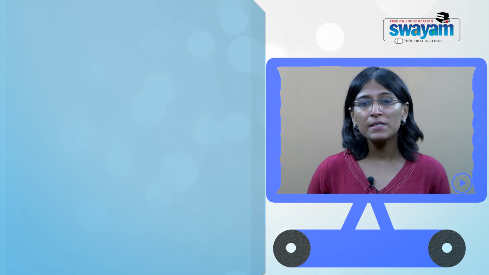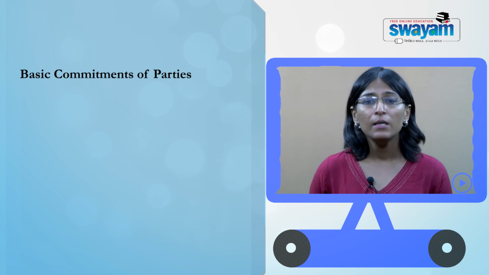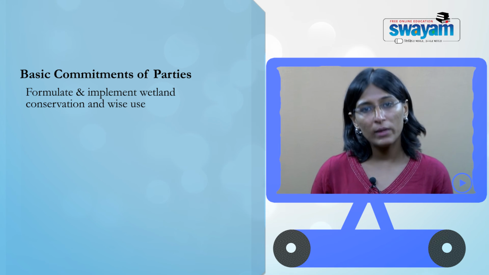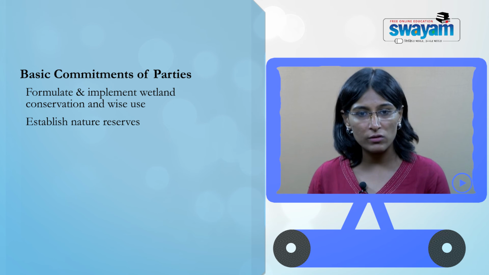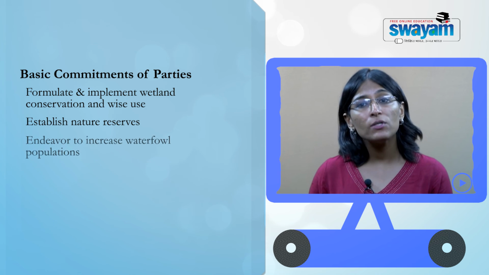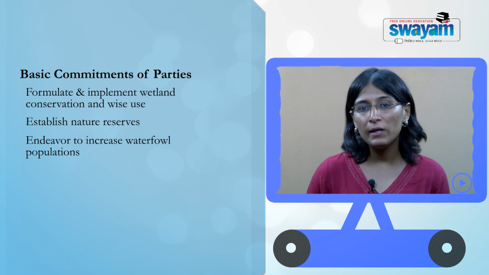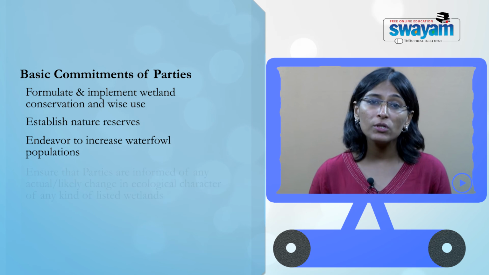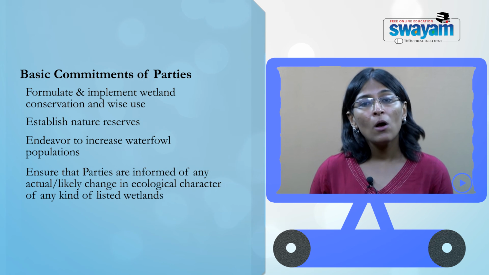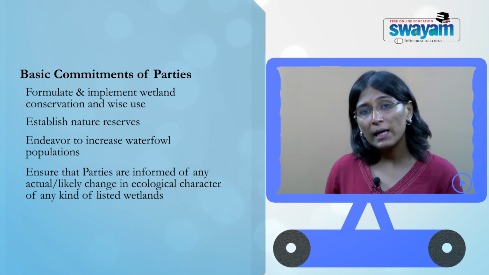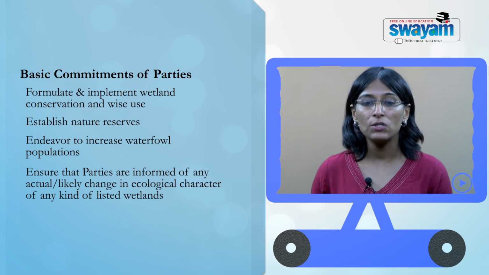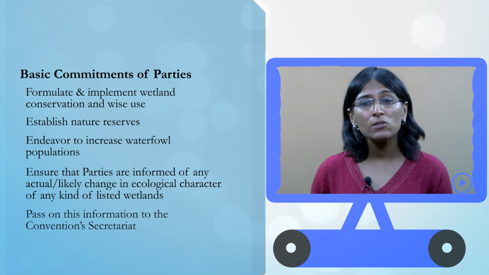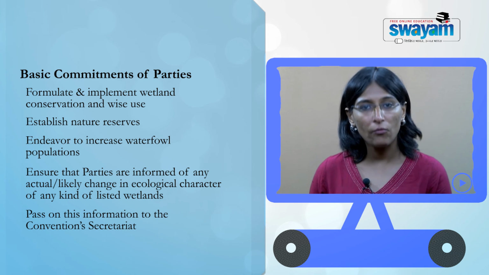The parties to the Ramsar Convention undertake a number of basic commitments. The first is to formulate and implement wetland conservation and their wise use. Second is to establish nature reserves. Third is to endeavor to increase waterfowl populations. And they also ensure that parties are informed of any actual or likely change in ecological character of any kind of listed wetlands, and then pass on this information to the Secretariat of the Ramsar Convention.